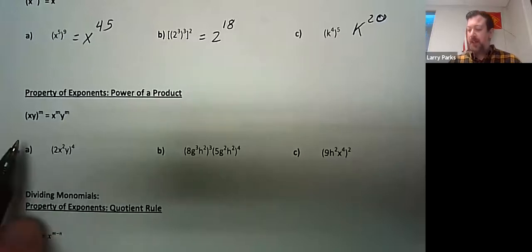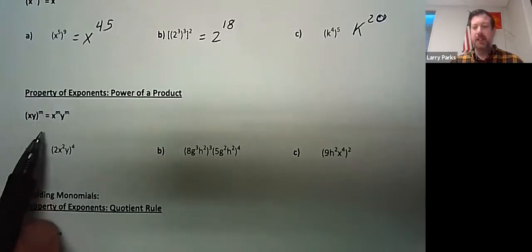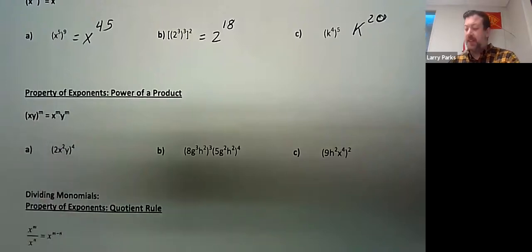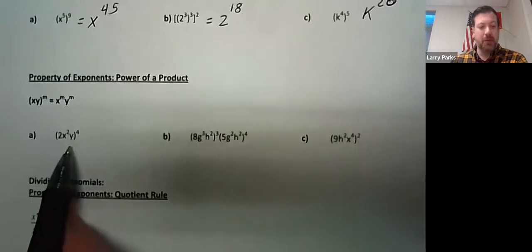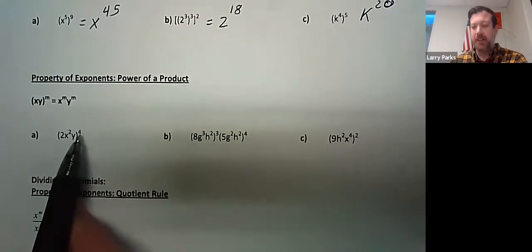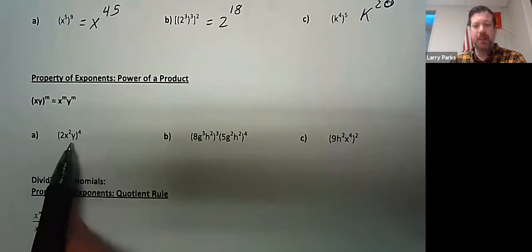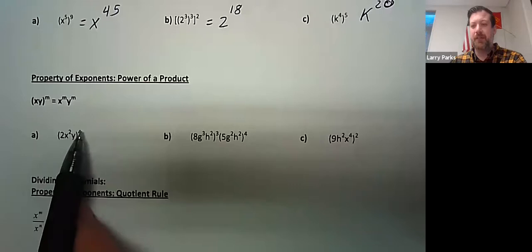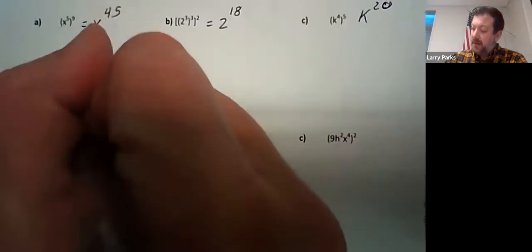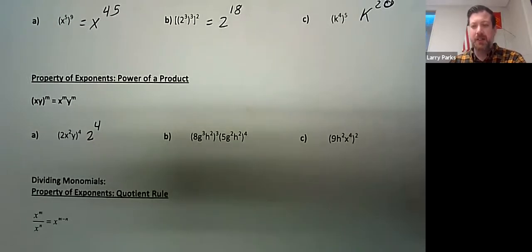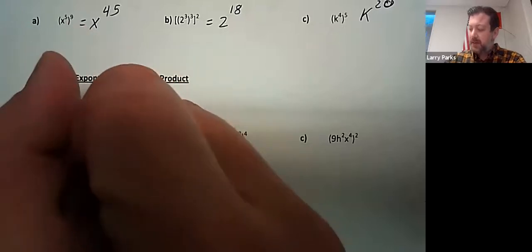All right, what happens if you have a product, or anything, raised to an exponent? Well, you just raise everything inside to that exponent. And so like here, we have 2x squared y raised to the 4th. So we're going to raise the 2 to the 4th, the x squared to the 4th, the y to the 4th. 2 to the 4th, which I could simplify. 2 times 2 is 4, times 2 is 8, times 2 is 16.